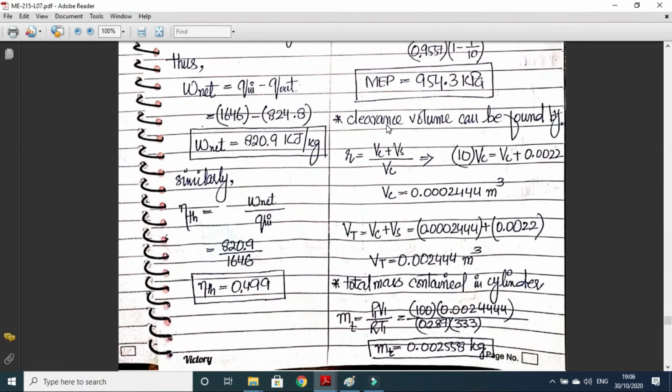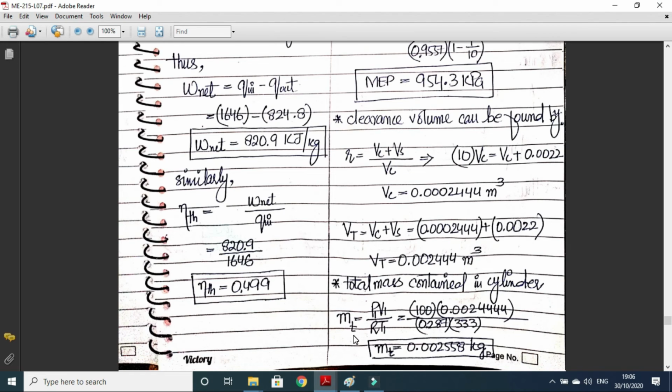Now clearance volume can be found by using the compression ratio formula. R is equal to (Vc plus Vs) divided by Vc. R is known, Vs is 2.2 liter, dm cube was given, so we have converted it into meter cube. So clearance volume is coming out to be 0.000244 meter cube. Total volume will be Vc plus Vs. So this is the total volume.